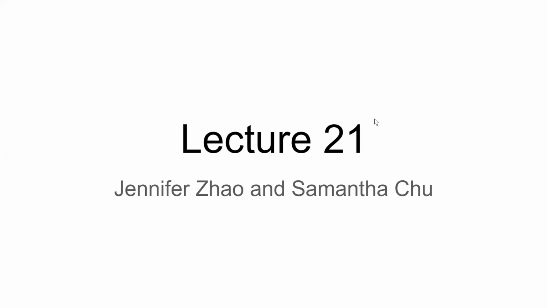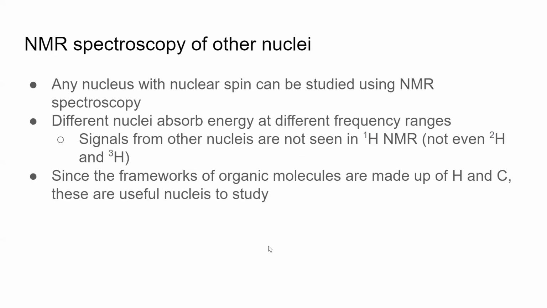And so today we're going to be continuing talking about NMR from what we were talking on Wednesday. Just a brief overview about NMR spectroscopy using other nuclei besides hydrogen. As we said before on Wednesday, any nucleus with a nuclear spin can be studied using NMR. That means any nucleus with an odd mass or an odd atomic number can be studied using NMR. One key concept is that different nuclei absorb energy at very different frequency ranges.